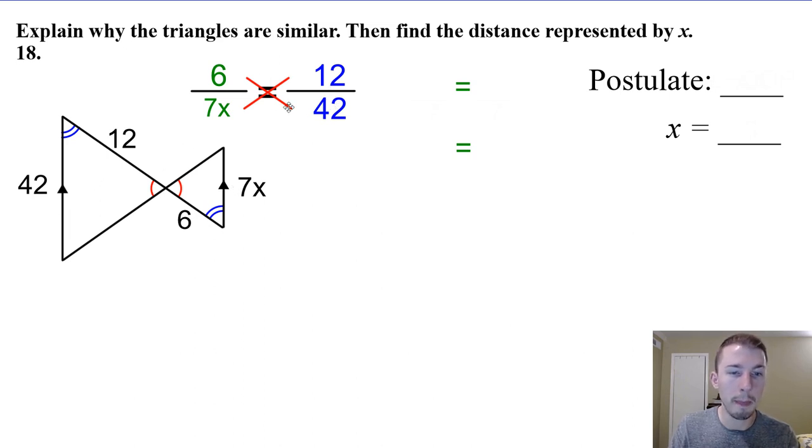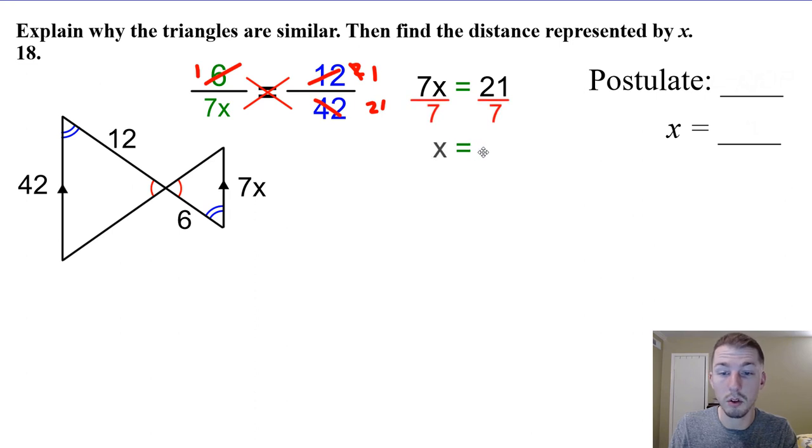No problem. We can reduce first. There's a lot of things we can do to reduce here. 6 and 12 is going to be 2 and 1, and then 2 and 42 is going to be 1 and 21. So essentially, we get 21 is equal to 7x, which divided by 7 leaves us with x is equal to 3. How nice. The postulate we used, by the way, was angle-angle again. Anytime you see parallel lines, it's going to be angle-angle. And x was equal to 3.